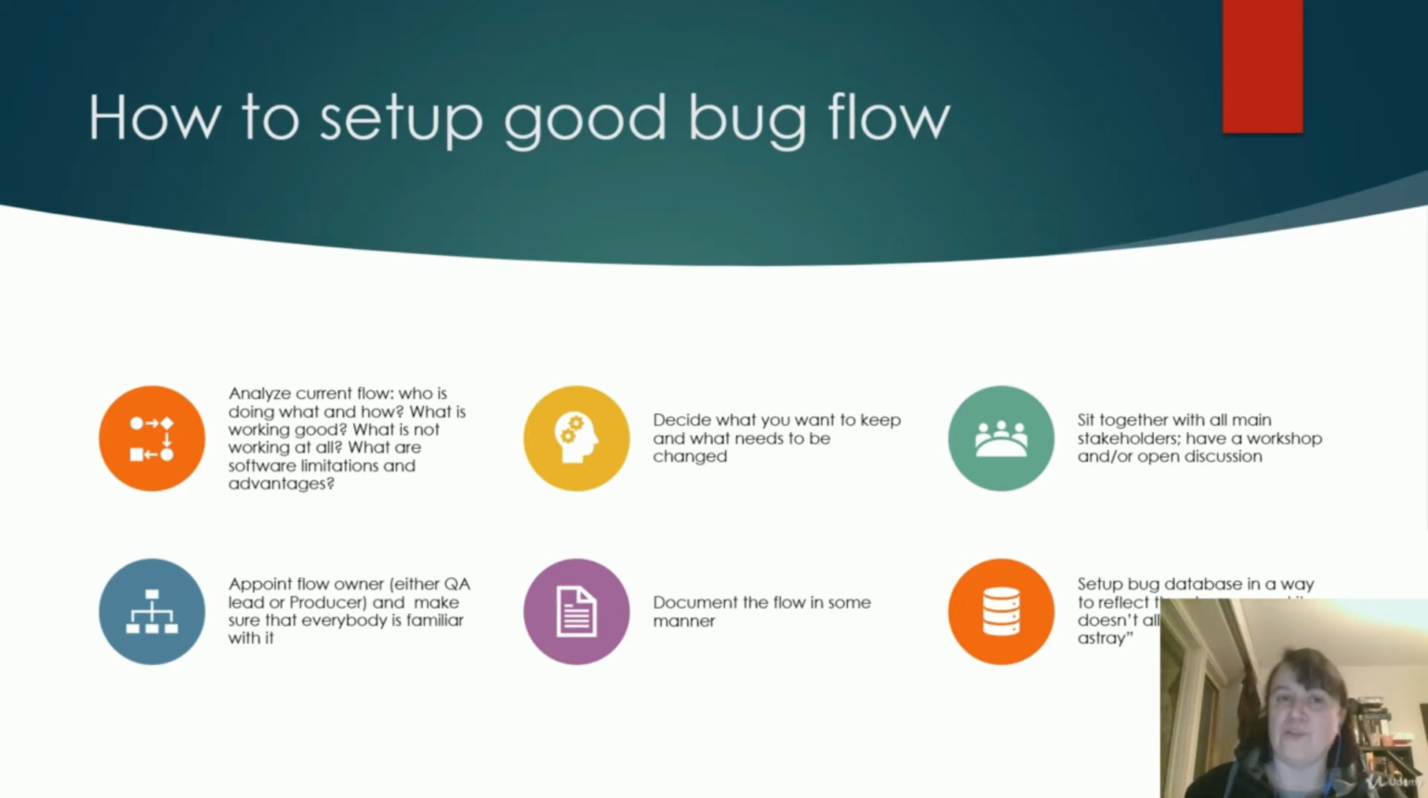Appoint the flow owner. We talked about it a little bit in the previous slide. So I said generally it's a QA or a producer, but whoever it is, make sure there's a person and make sure that everybody in the team knows who is the flow owner.